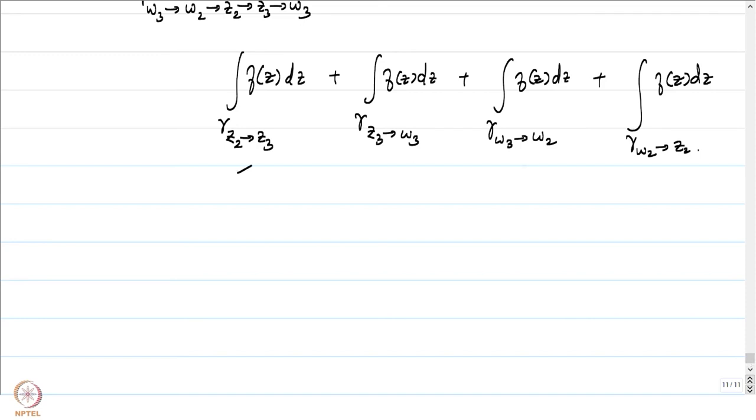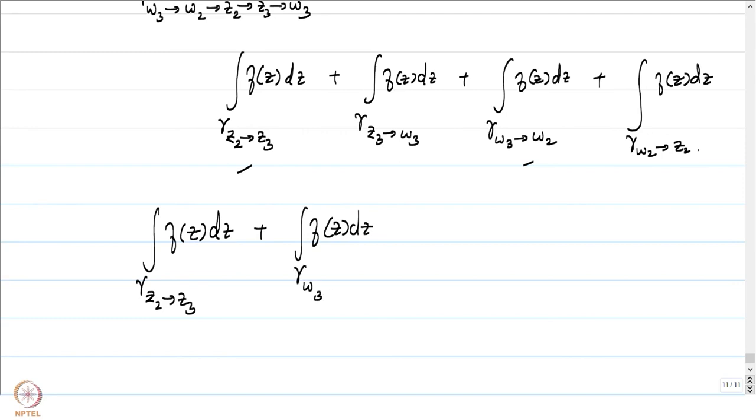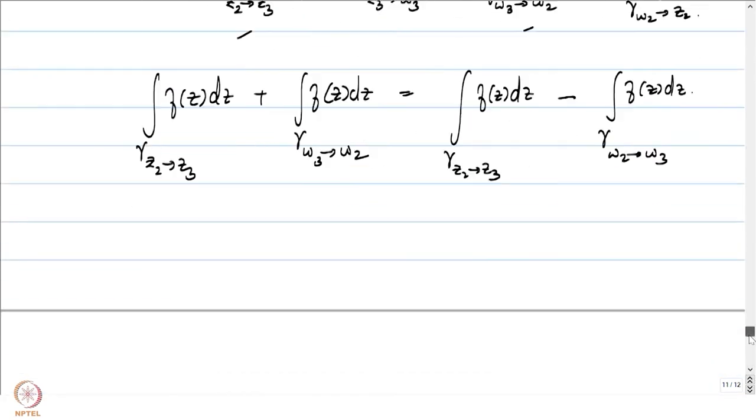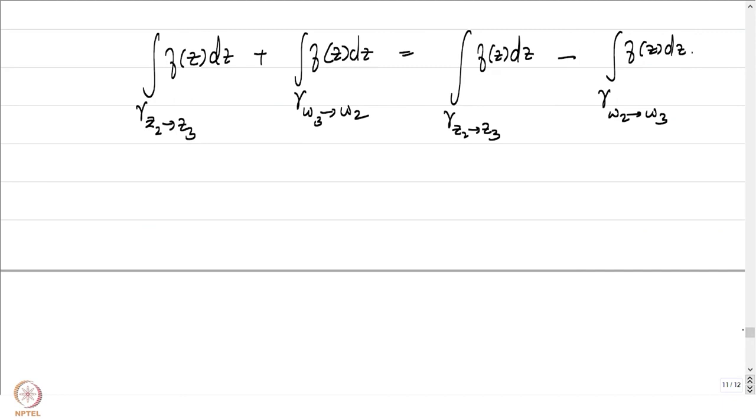We will focus on the first one and the third one together and get some estimates. You look at the integral of f(z) dz over gamma z2 to z3 plus the integral of f over w3 to w2, this is the same as the reversal. The second one is the negative of the reversal. So this is going to be, let me write down the equation, or maybe I shouldn't jump that step, let me write it down: the integral from z2 to z3 minus the integral from w2 to w3 of f(z) dz. You could use any parameterization of this straight line. To compute this integral, we will use the standard parameterization.